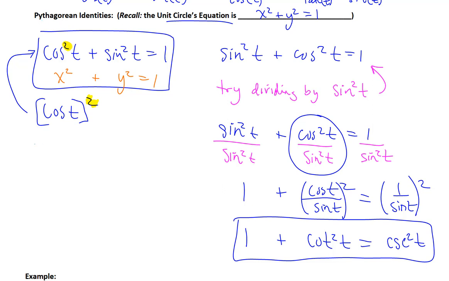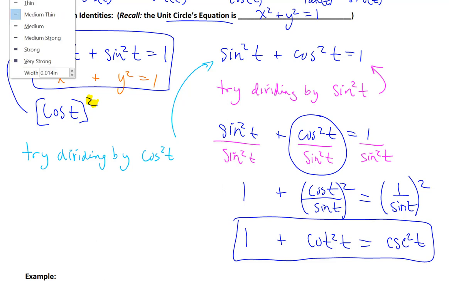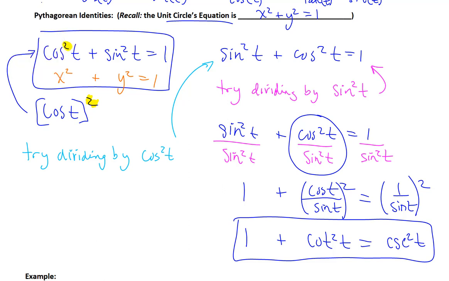So now let's try dividing by cosine squared of t, that is from the original, and what we end up with, of course, is sine squared of t plus cosine squared of t equals 1.